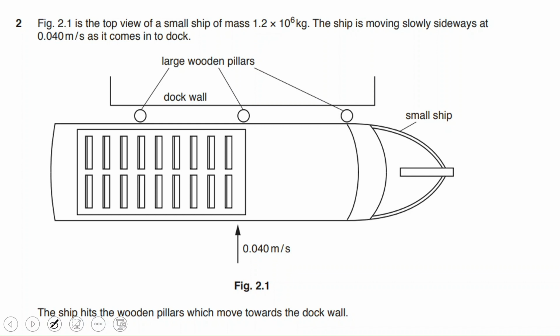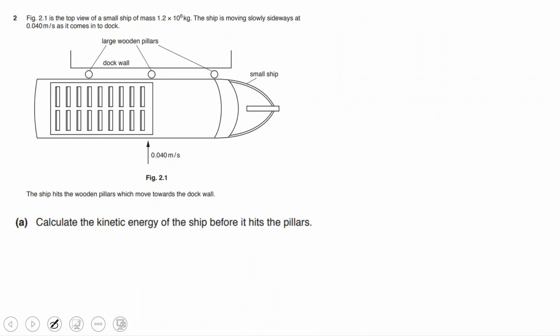Next question. This is the diagram over here. The small ship of mass 1.2 times 10 to the power 6 kg. The ship is moving slowly sideways at 0.04 meters per second as it comes into dock. And the first question is, calculate the kinetic energy of the ship before it hits the pillars. The formula for that is yet again just mv squared by 2.